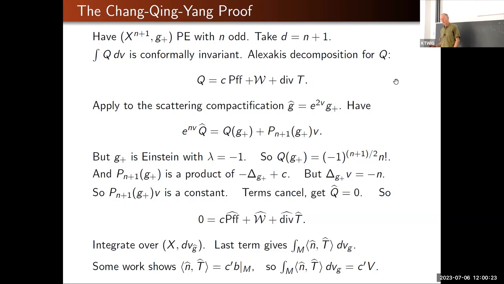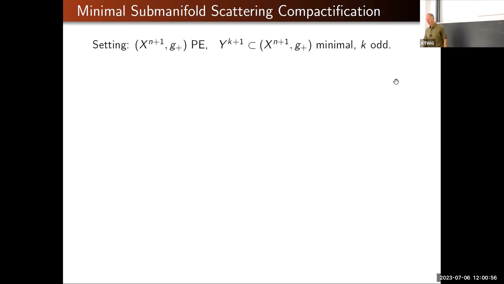I think you see the pattern. Now we're going to modify this. We have to do each one of these three steps in the submanifold case. The submanifold scattering compactification is relatively straightforward. It basically works the same way. You work intrinsically on the submanifold. Instead of doing the scattering compactification on the whole space, you throw the rest of the space away. You work only on the submanifold and induced metric, and you do the scattering theory on the submanifold to get the scattering compactification.